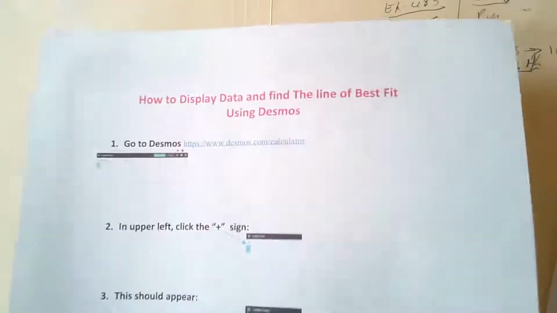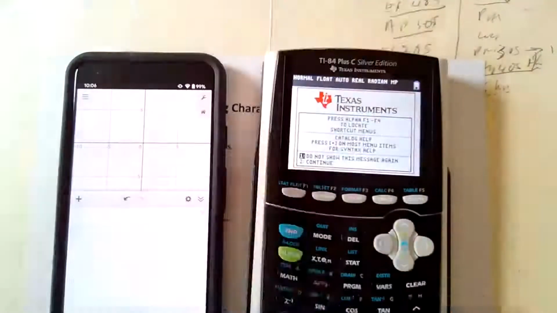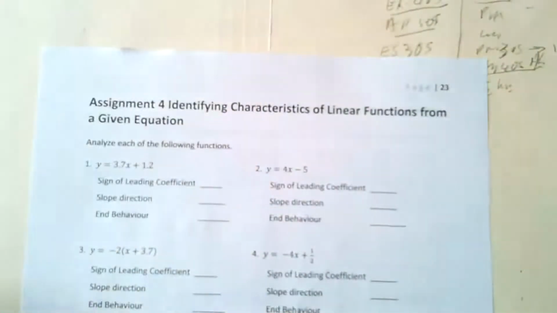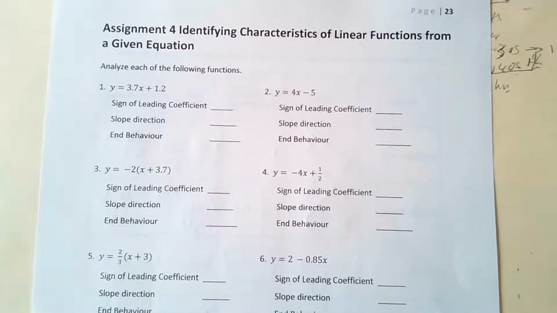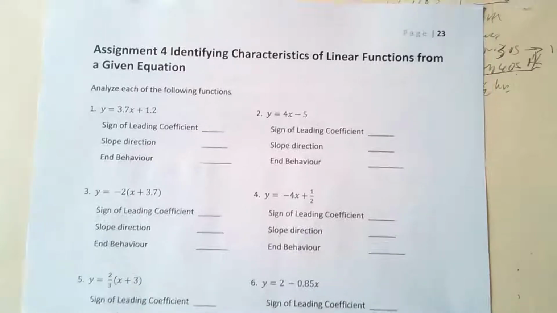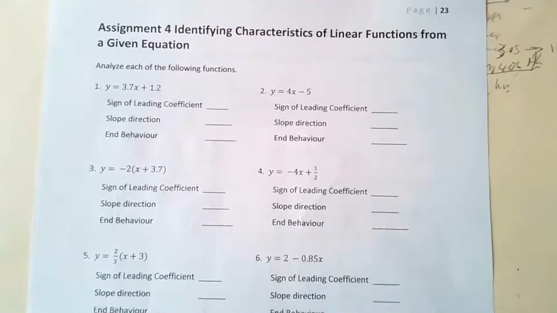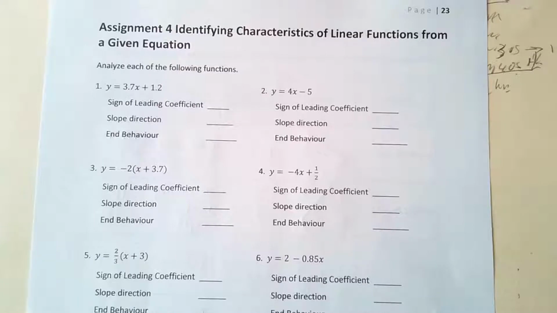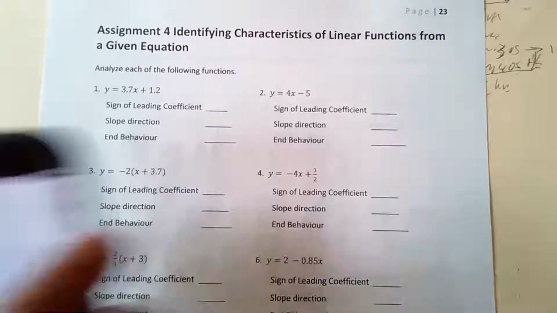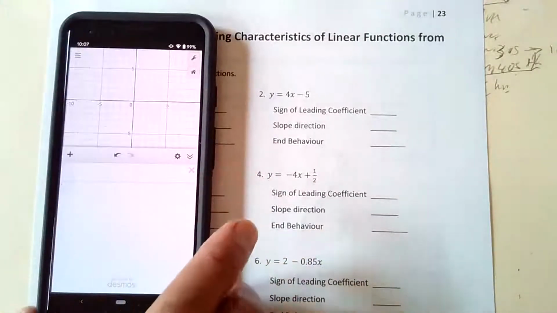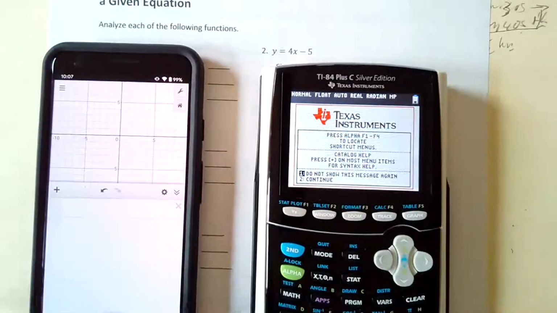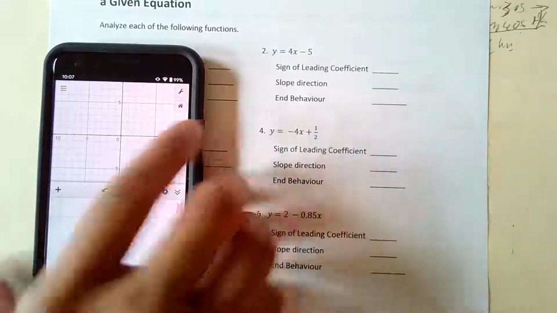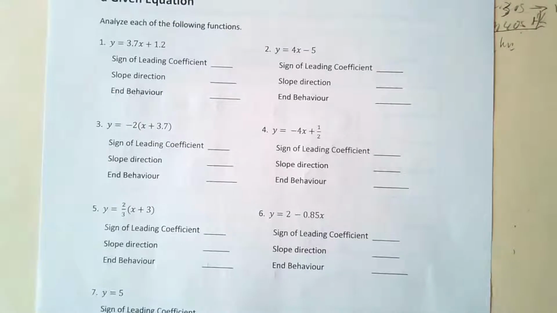Okay. So things you'll need today are your booklet, and we're looking at page 23 in your booklet. You also need your calculator or phone with Desmos, and the TI-83. Okay, let's go to the first set of questions.